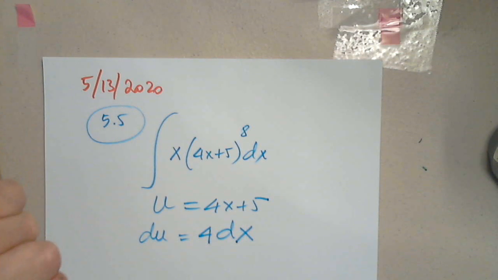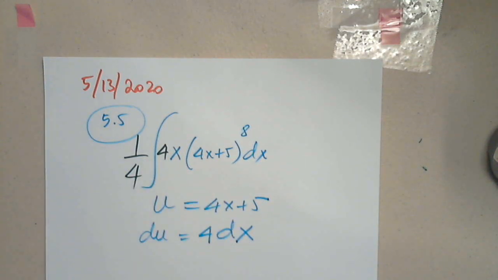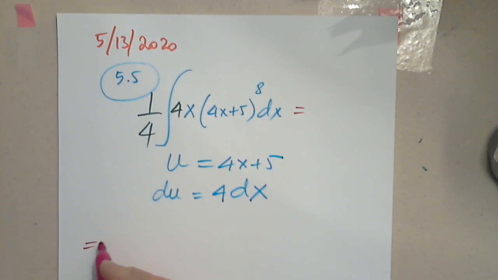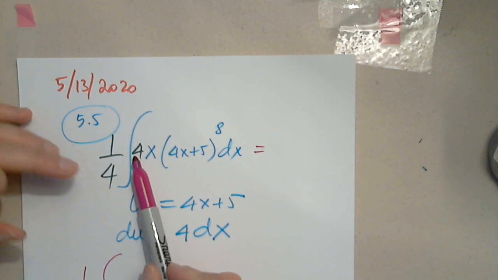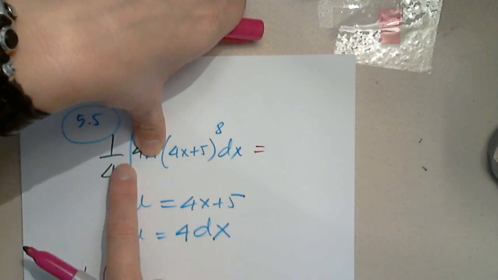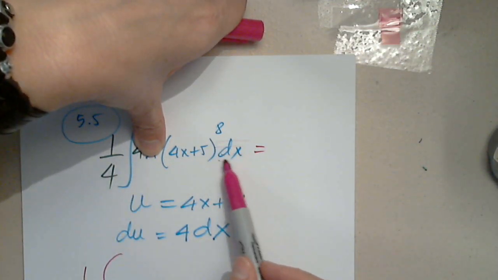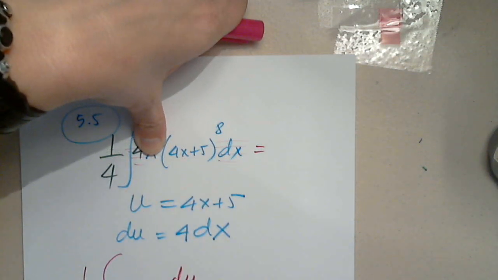Do I have the 4 outside? No, but that's never an issue. Put a 4 and 1/4 inside, outside, and you're done with that. So now let's see how we change this integral. There is a 1/4 outside, 4 times dx. This piece and this piece will form du.